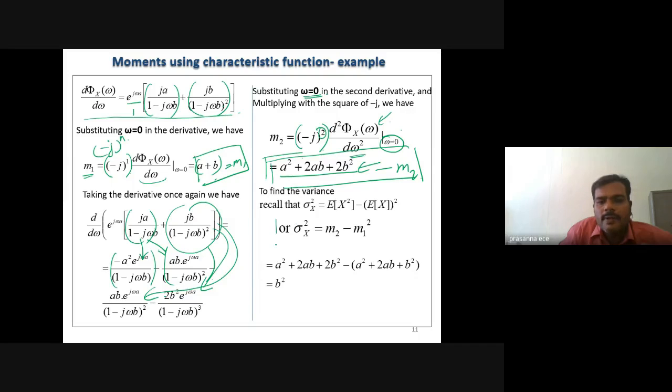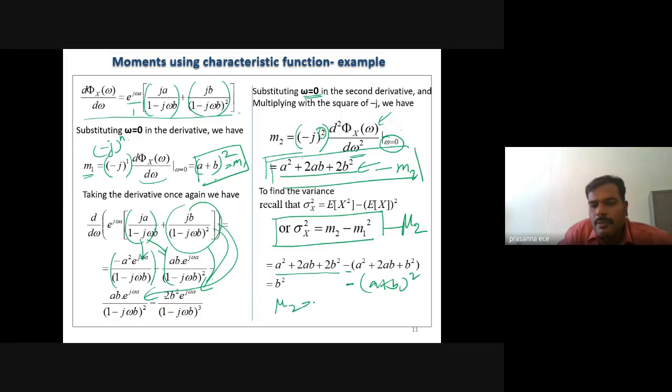So directly we can find mu2. This is our mu2, that is sigma x square, which is equal to m2 minus m1 square. I am just evaluating this a square plus 2ab plus 2b square minus m1 square, that is a plus b whole square. There is a minus outside, so you include all these things inside, and you will cancel many terms. Finally, this is your mu2. Mu2 equal to b square.